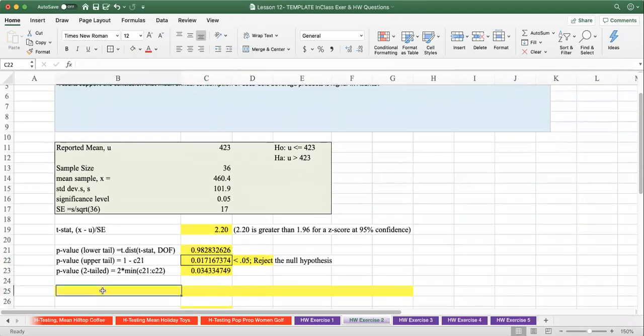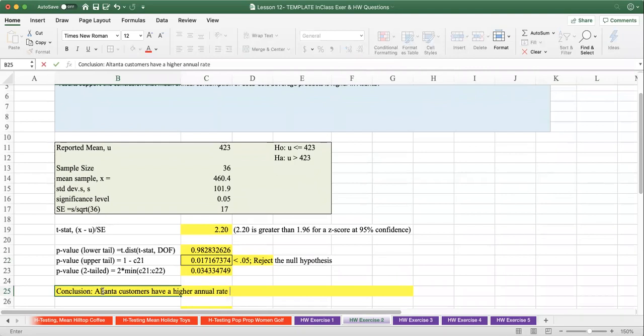All right, so then here our conclusion: Atlanta customers have a higher annual rate of consumption of Coca-Cola beverages than the national average.